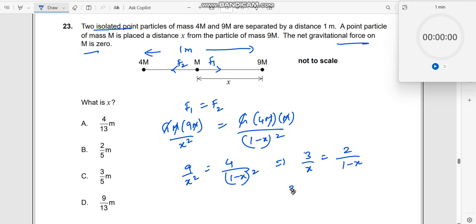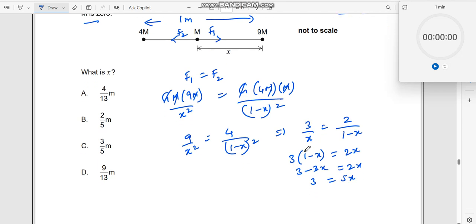Cross multiply this, which will become 3 into (1 minus x) is equal to 2x. 3 minus 3x is equal to 2x. This 3x is sent to that side. This becomes 3 is equal to 5x. And thus, you have x is equal to 3 by 5. So, the answer is 3 by 5 meters. Okay, let us move on to the next question.